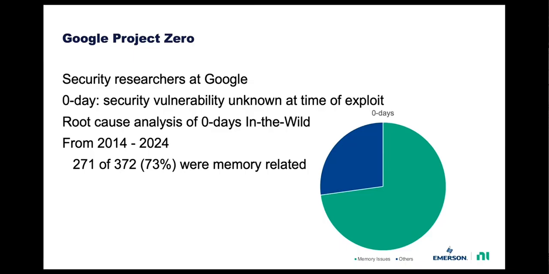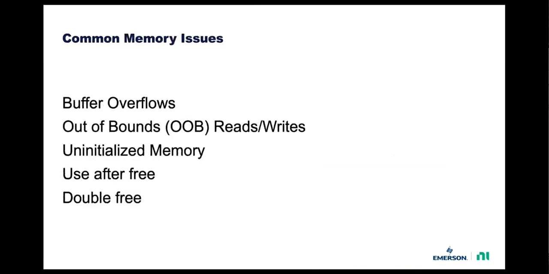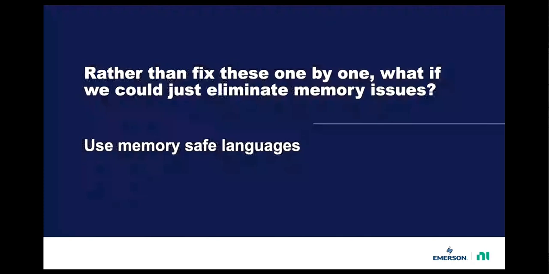So when we talk about memory related issues, what are we talking about? Hunter pointed this out in his part of the presentation, but we're talking about things like buffer overflows, out of bounds reads and writes, using uninitialized memory, use after free, double free, and those types of categories of issues. So the question was asked, rather than fix these one by one, what if we could just eliminate memory issues altogether? And that's where the use of memory safe languages comes in.